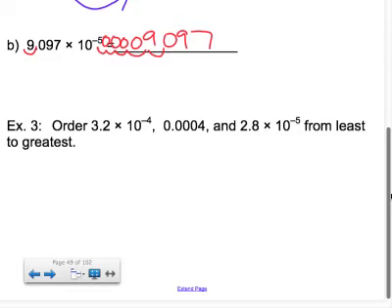In example 3, it says order them from least to greatest. What I would suggest is writing them either all in standard form or all in scientific notation. It's up to you, depending on what you think is easier. In this case, there are already 2 in scientific notation, so I'm going to write the other one in scientific notation as well. I have to move the decimal 1, 2, 3, 4 units. So it's 4 times 10 to the negative 4.